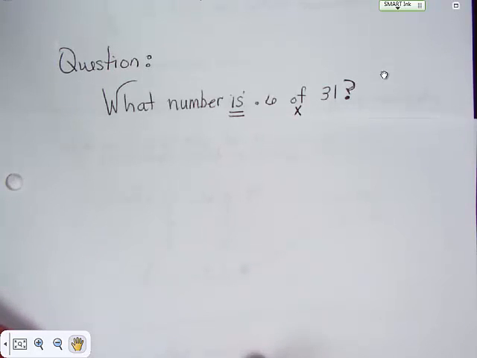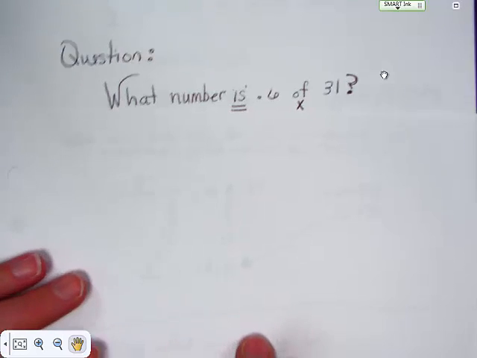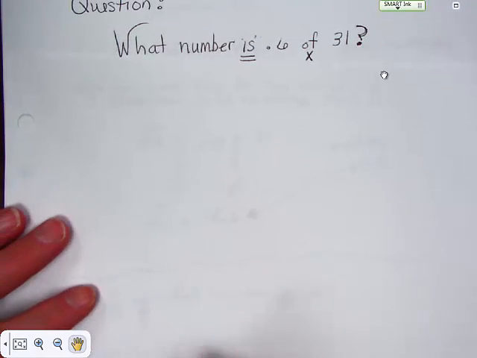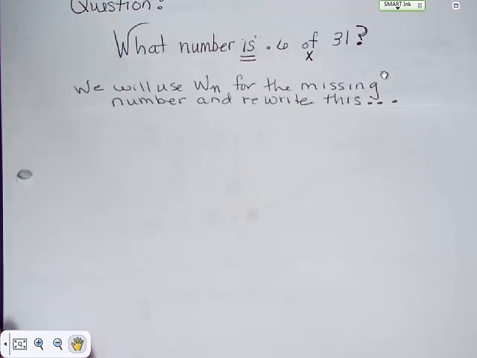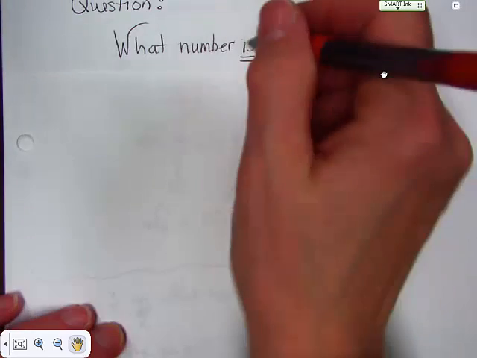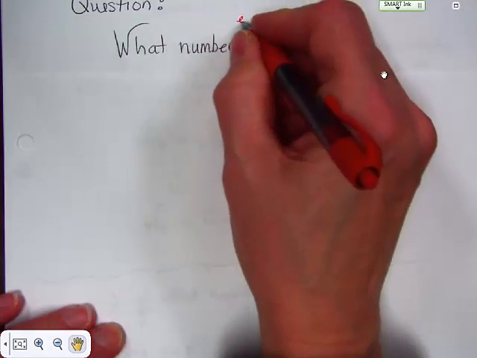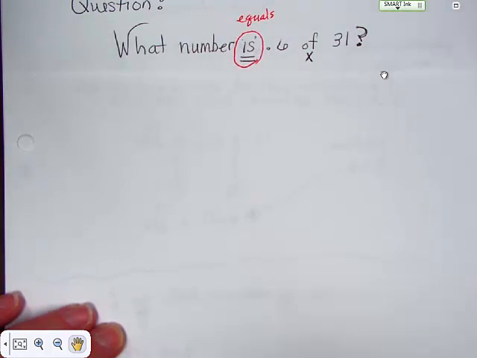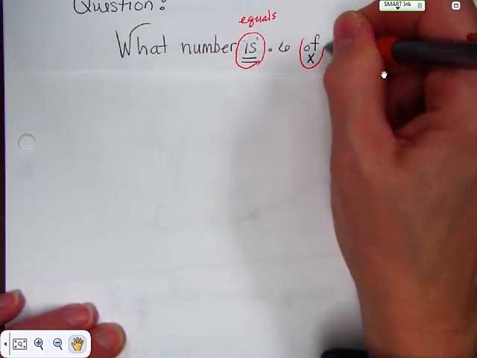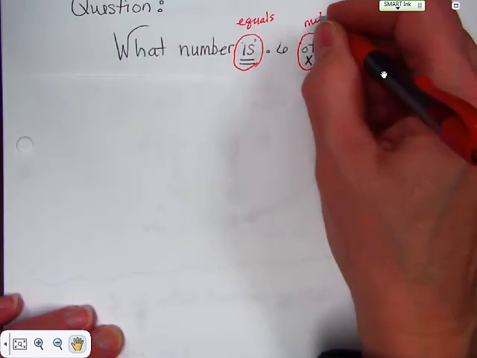To start with, I'm going to ask a question. What number is 0.6 of 31? Well, when we talk about things like this, we have certain words that should ring a bell in our head. For instance, the word "is." In math land, the word "is" means equals when it's used this way in a sentence. And the word "of," when it's used in a sentence like this, usually means to multiply.